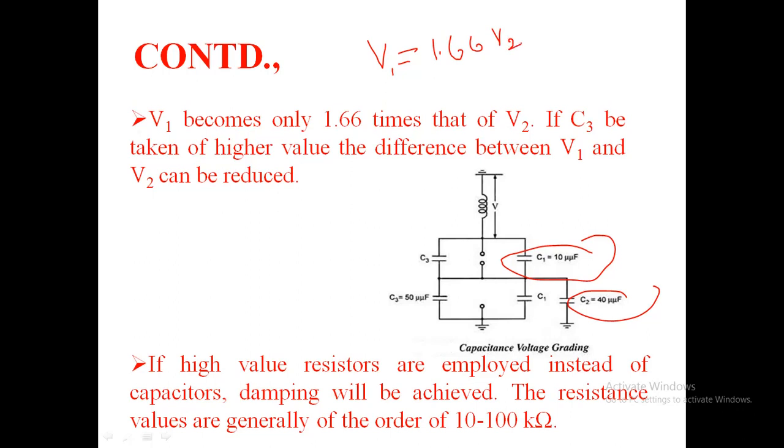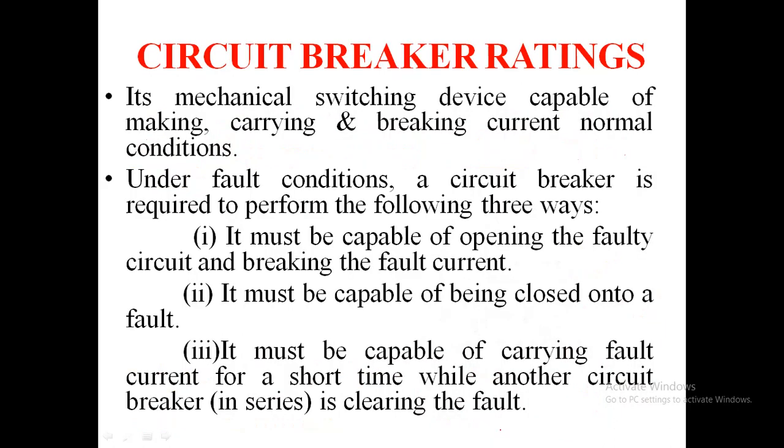If C3 is taken as a higher value, the difference between V1 and V2 will be reduced. And if resistance is used instead of capacitance, damping will be achieved. The resistance values are generally of the order of 10 to 100 kilo ohms. This is the value of resistance to be selected, and it may be non-linear.